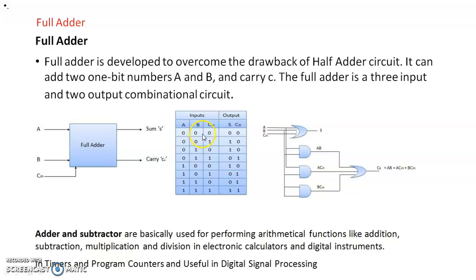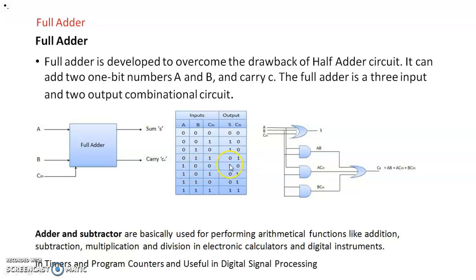So when 0 plus 0 plus 0, sum is 0 and carry is 0. So you have to perform the binary addition of these input numbers. So 0 plus 0, 0, 0 plus 1, 1, carry is 0. 0 plus 1, 1, 1 plus 0, 1 again and carry is 0. So 0 plus 1, it makes 1, 1 plus 1, 0 and carry is 1.